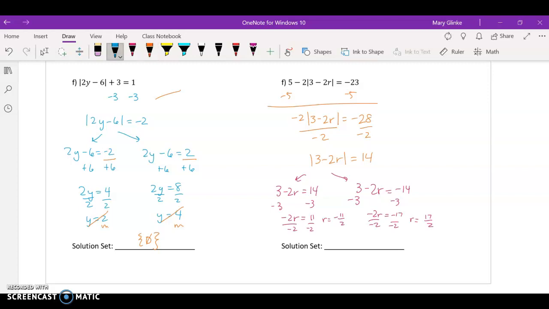For the next one, taking a look at that one, we notice we subtracted 5 and divided by -2 to get the absolute value alone. We broke up our two equations and solved, and the solving was a little bit more intense for that one, and we ended up with two fractions. When you check your answers for those, they both end up working. So we get -11/2 and 17/2 as our two solutions.